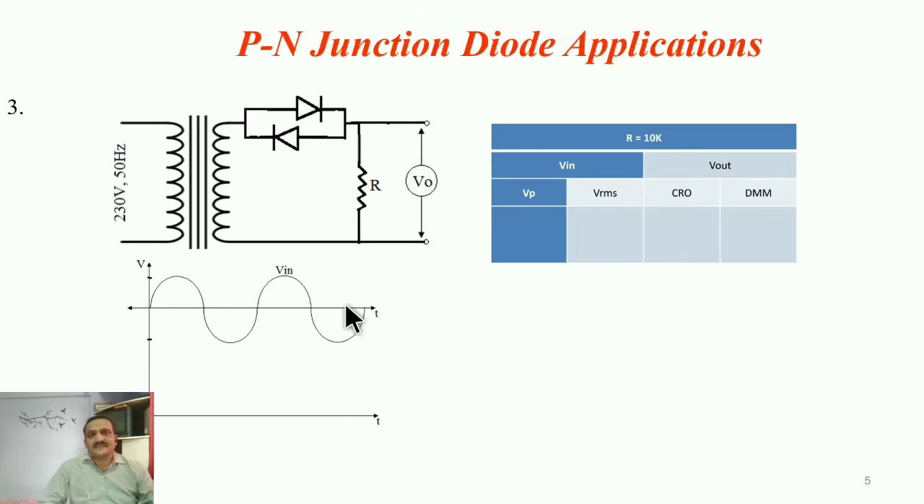Now in this case, two diodes are connected. What will be the output? Just think over it properly and try to find out all these values, or try to implement the same circuit using simulation software and obtain that output on the CRO, as well as try to measure it by using a voltmeter.